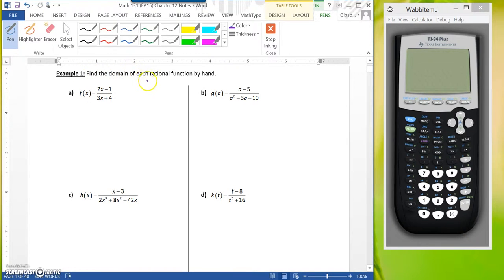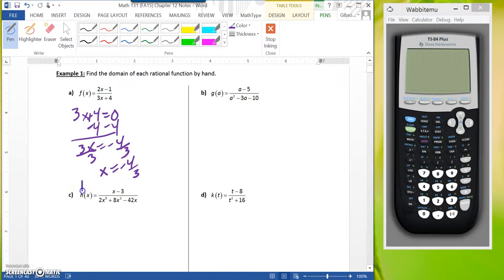It says find the domain of each rational function by hand. We have 2x minus 1 over 3x plus 4. So what we need to do is set 3x plus 4 equals 0, because remember, our denominator cannot equal 0. So we will subtract 4 on both sides, and we have 3x equals negative 4. We'll divide each side by 3, and x is equal to negative 4/3.